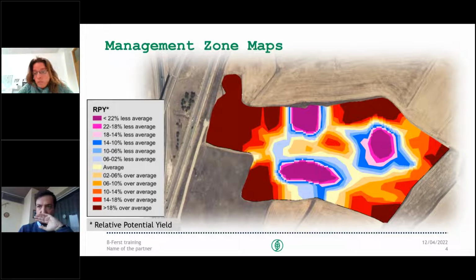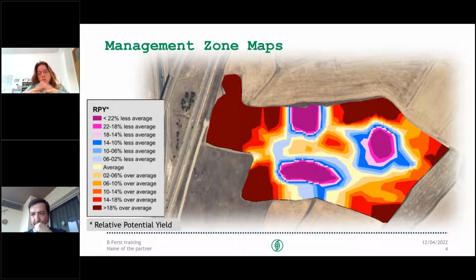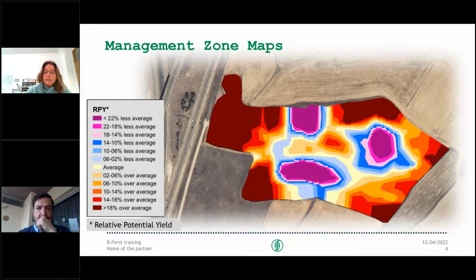This is very similar to a yield monitor map that you can create with the combine, but with the advantage that we have a repository of time series of NDVI of the previous years. So we don't need to have a combine with all the equipment and wait for the harvest to get the map. We can go to the past and make these kinds of maps for the previous years.